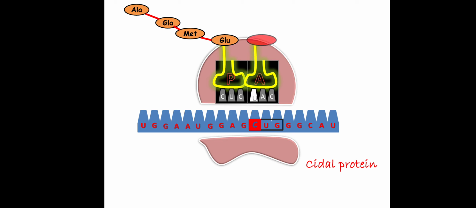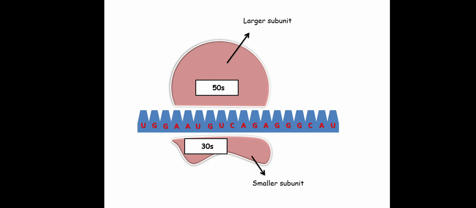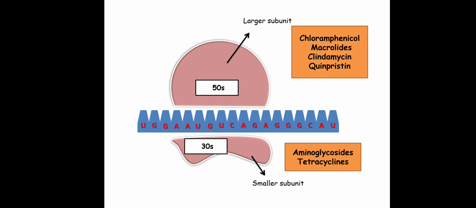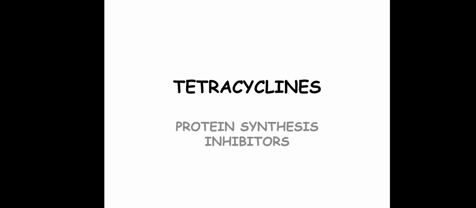Now we have discussed the mechanism of action of various protein synthesis inhibitors. The next thing to discuss is on which ribosome they act. On the 30S ribosome, the smaller subunit, aminoglycosides and tetracyclines will attach, whereas on the larger subunit, the other protein synthesis inhibitors like chloramphenicol, macrolides, clindamycin, and quinupristin will attach. Next, we'll be discussing the tetracycline antibiotics.